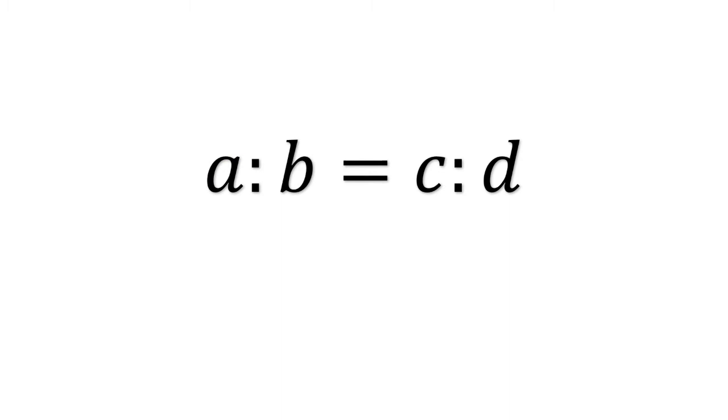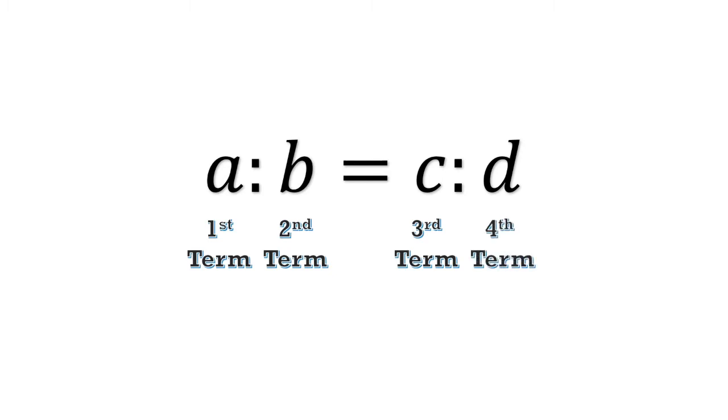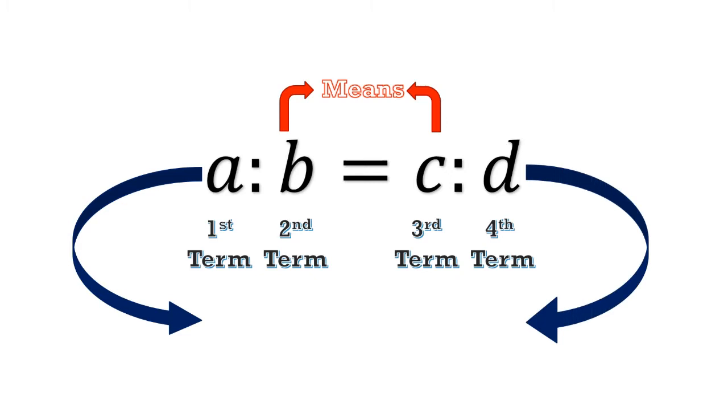Now, when it comes to proportion, we have to be familiarized with the following terms. So, we have A is to B as C is to D, wherein A is our first term, B is our second term, C is our third term, and D is our fourth term. Now, B and C are known to be the means, or sila yung inner terms natin. Ang tawag natin sa kanila ay means. While the outer terms, A and D, are called extremes. So remember that we have means and extremes.